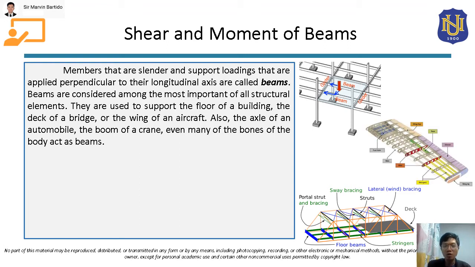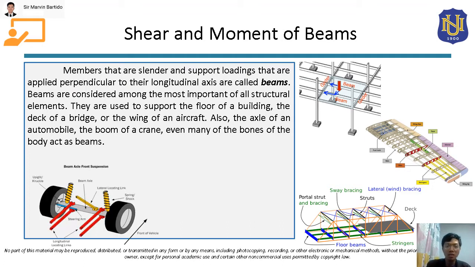Also, for the wings of an aircraft, there are elements in these wings that serve as beams. For an automobile, its axle acts as a beam. For cranes, this is a crane and this is the boom of the crane, and this boom also serves as a beam. Even the bones in a human body act as beams.